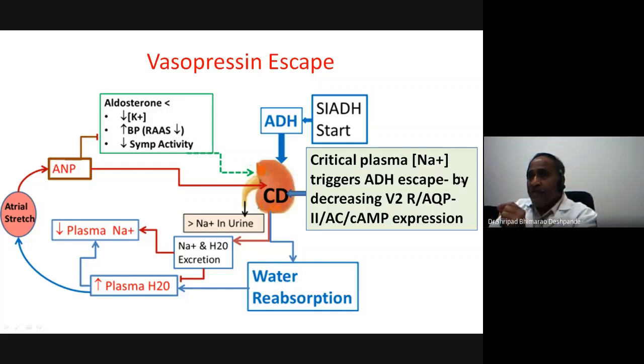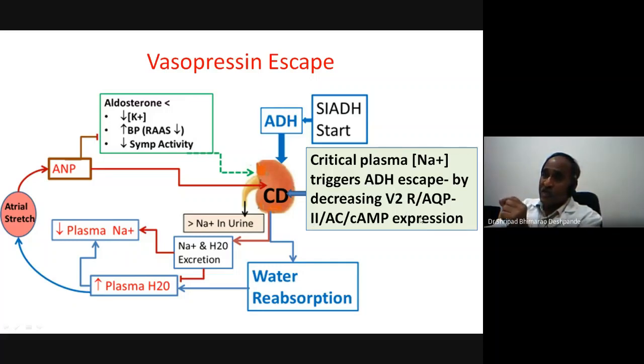Now, we have evidence to indicate that in the collecting duct of patients with ADH escape or vasopressin escape, there are decreased V2 receptors, or decreased aquaporin 2 channels in the collecting duct, or a decreased expression of the signaling molecules, that is cyclic AMP, adenylate cyclase, or protein kinase C. Whatever the signaling molecules are, they are also decreased, downregulated. So this evidence is present.